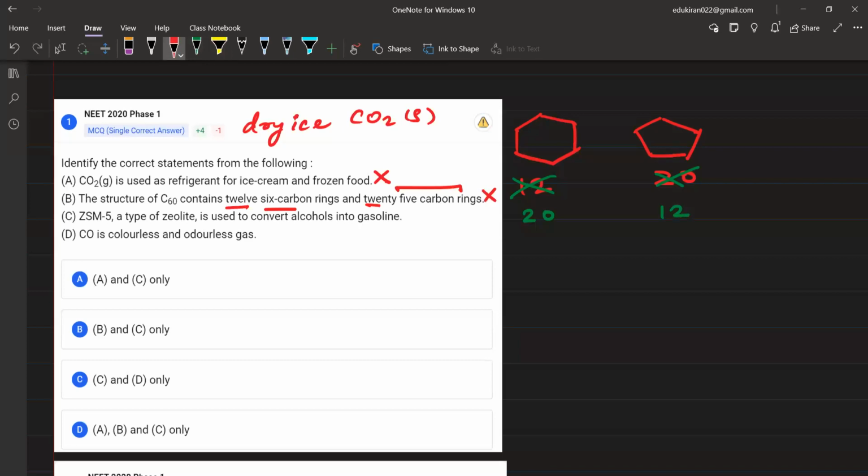CO is colorless and odorless. ZSM5 is a type of zeolite. It is used to convert alcohol into gasoline. These 2 statements are right. That means the correct option will be option C. Only these 2 statements are correct. Please focus on this one. And the number of 6 carbon and 5 carbon rings in C60.